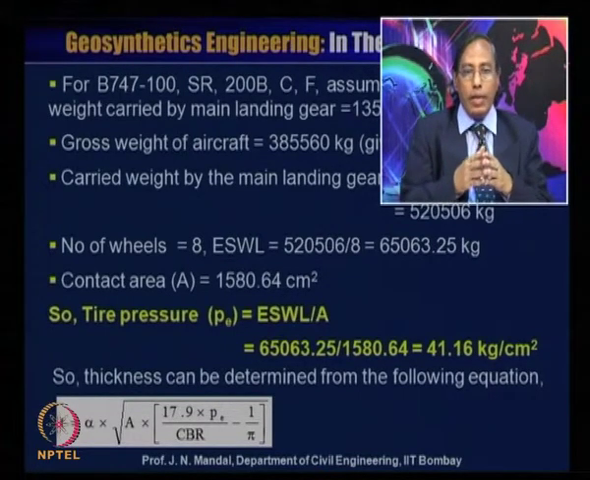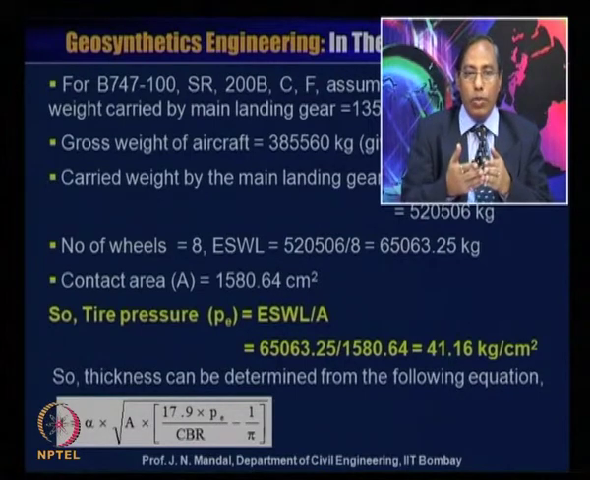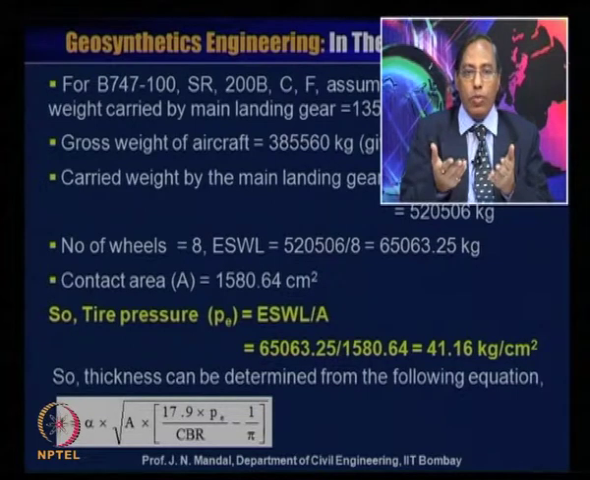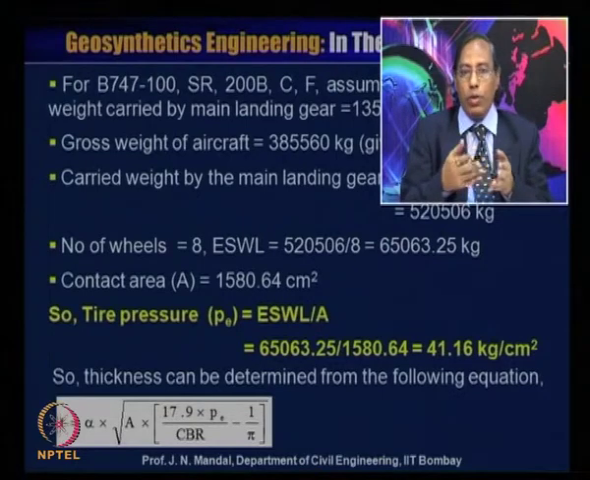Thickness can be determined from the following equation: T is equal to alpha times the square root of A times (17.9 PE divided by CBR minus 1.5). You know the alpha value is 0.75, you know the contact area A which is given, you know the PE value, and you know the CBR value. Then you can calculate the thickness of the pavement.